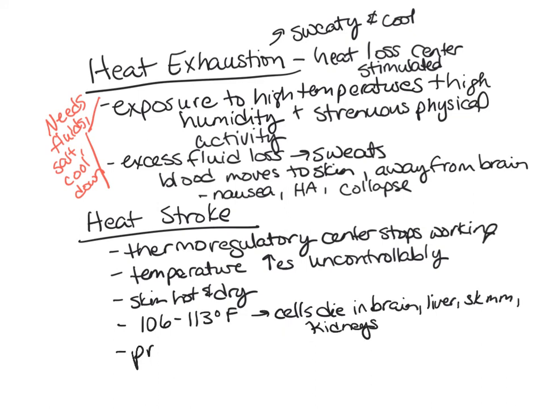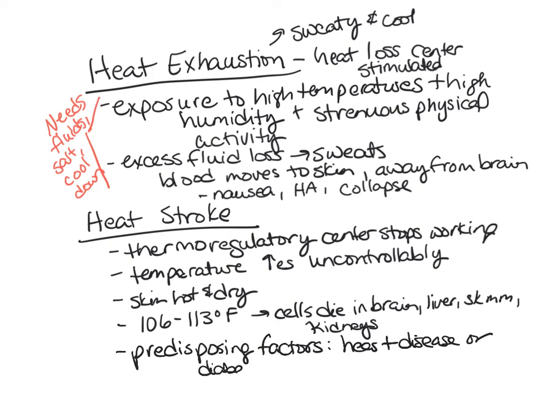There are a couple of conditions that will predispose a person to heat stroke: diseases like heart disease or diabetes. These conditions both affect peripheral circulation. Without good peripheral circulation, the body will not be able to release the heat, and the heat will build up in the body and lead to heat stroke.